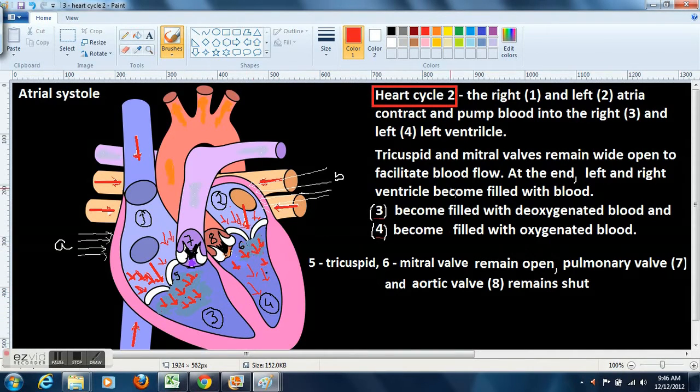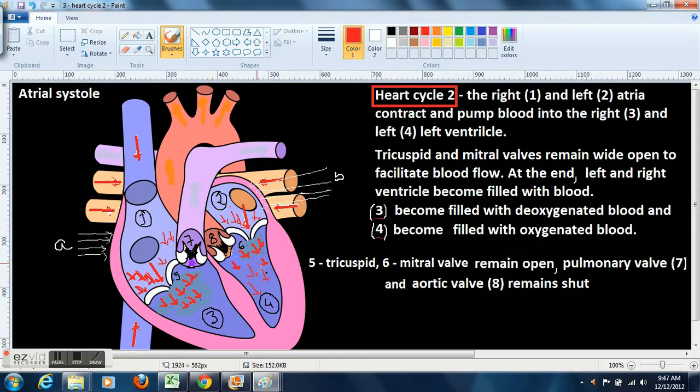So let us talk a little bit about the status of the valves. The tricuspid valve 5 and mitral valve 6 will remain open. Pulmonary valve 7 and aortic valve 8 will remain shut. So the aortic and pulmonary valves remain closed, and that will prevent any backward flow of blood from the pulmonary artery to the ventricle and from the aorta into the ventricle.